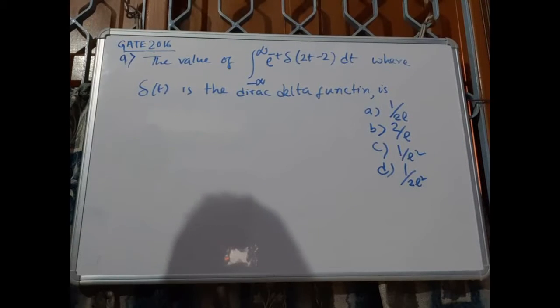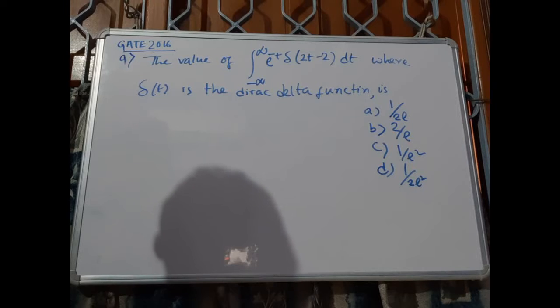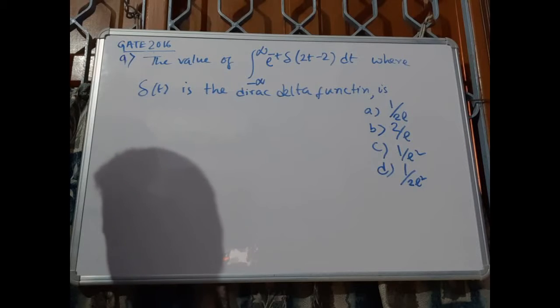Okay, this is problem number 9 of GATE 2016. The value of the integration from minus infinity to plus infinity of e to the power minus t times delta of 2t minus 2 dt, where delta t is the Dirac delta function, is: option A 1 by 2e, option B 2 by e, option C 1 by e square, and option D 1 by 2e square.